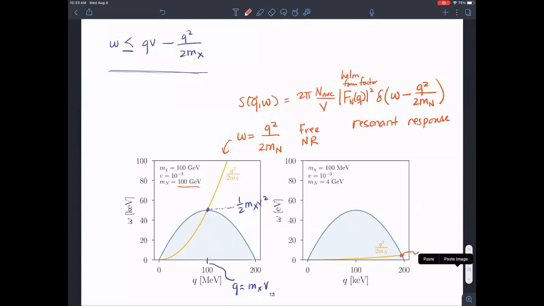And that's going to, I think Jody might have covered this, that's going to scale actually as the reduced mass between the dark matter and the nucleus squared.